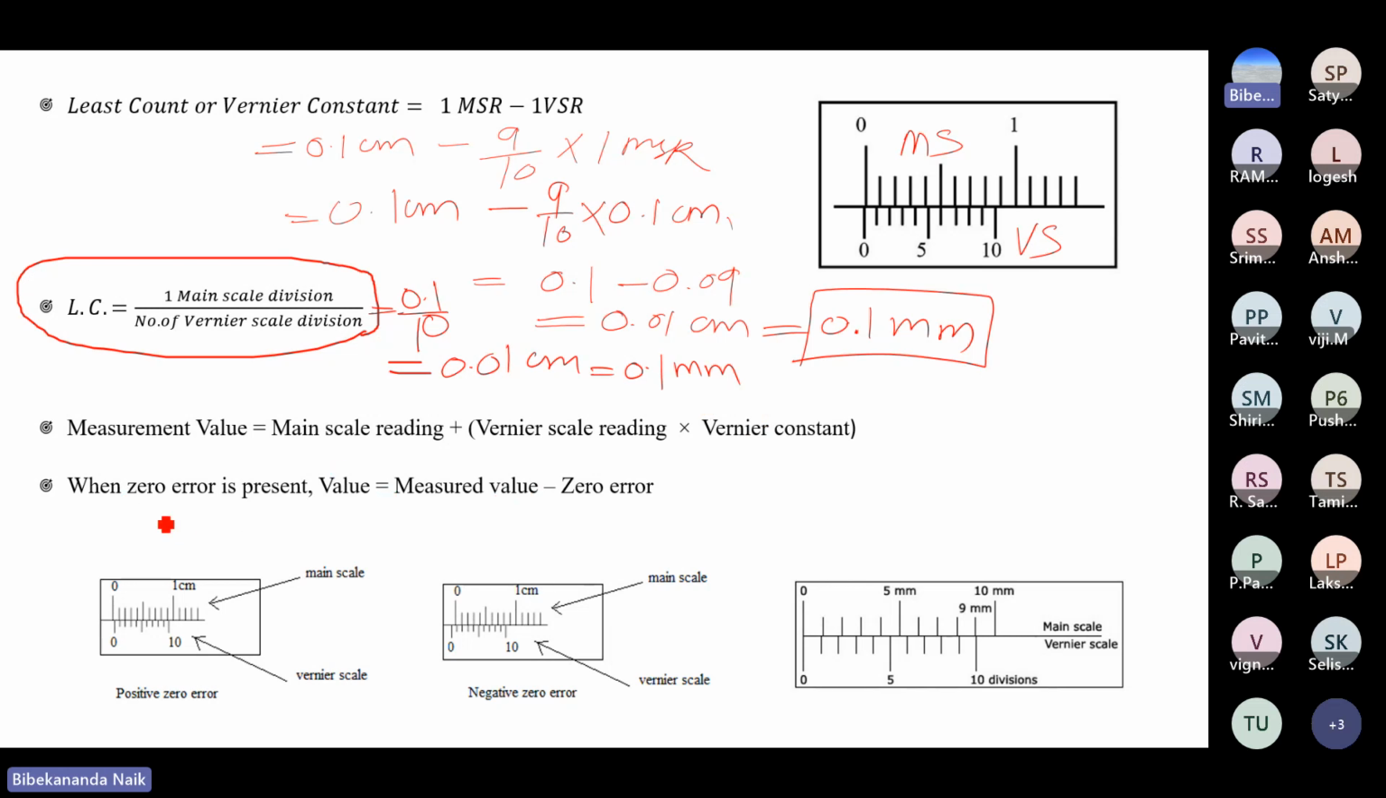And there is also zero error associated with the measurement. Zero error means that if the device is not correct, then when we align the two scales, the zeros of the two scales will not coincide with each other. In that case, we can say that there is zero error in the measurement device. There are two types of zero error: one is positive zero error, and the other is negative zero error.